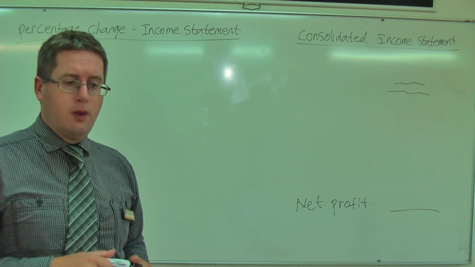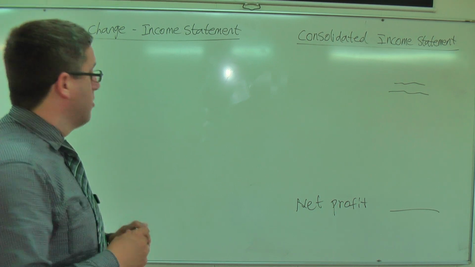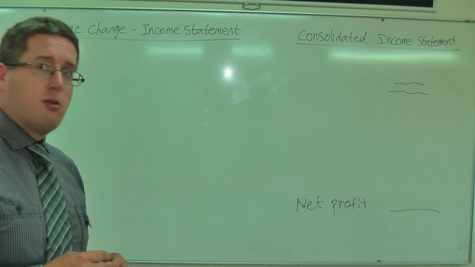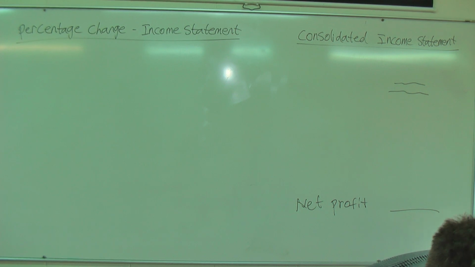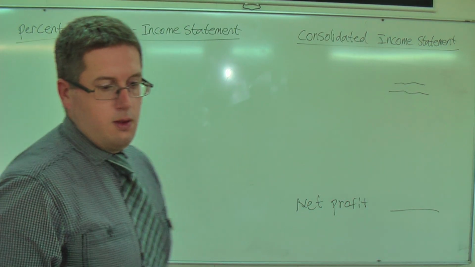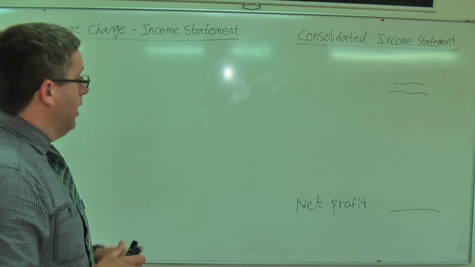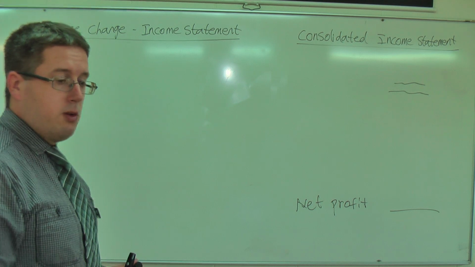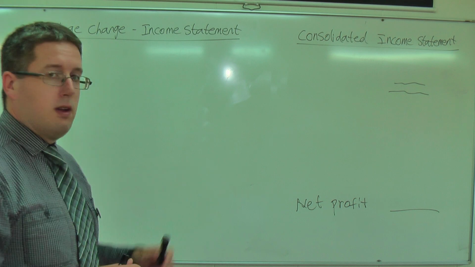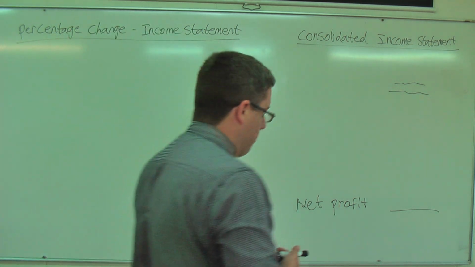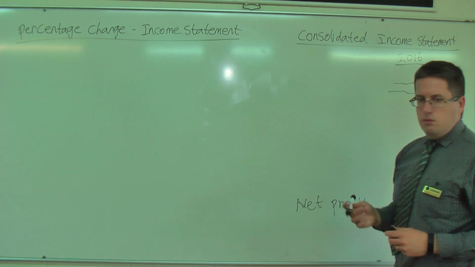Class number 2. We are looking at percentage change analysis. In this class, we are looking at the income statement. The consolidated income statement we were doing last time, we figured out all our departmental results for each of our income statements and found a net profit. Now in our example, we only did this for 1 year.